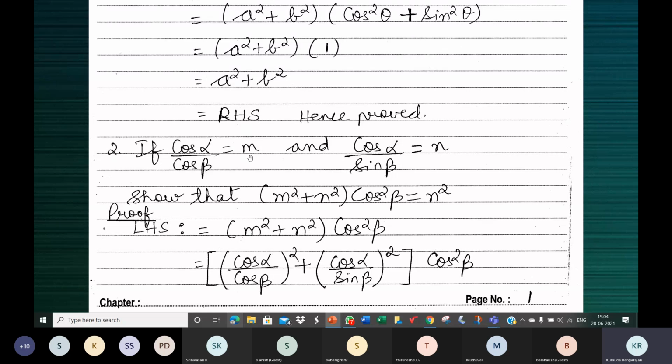What is m? M is given to be cos alpha by cos beta. Substitute m square, so square it, plus n, substitute. N is this one. N square, so write n and square it. And remember, this whole thing is multiplied with cos square beta. Put a square bracket. The whole thing is multiplied with cos square beta. So this is the first step. Now, what will be the second step, children? What will be the next step?